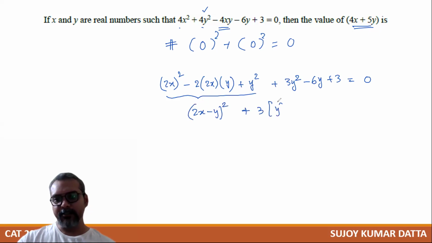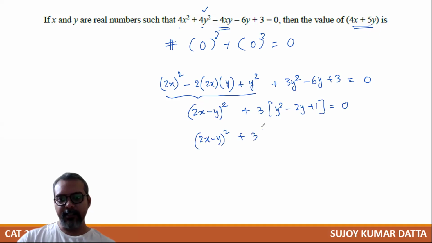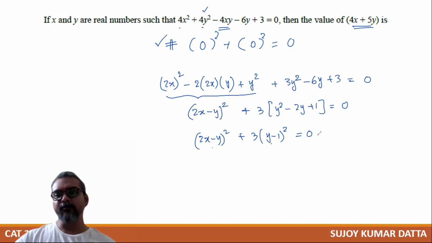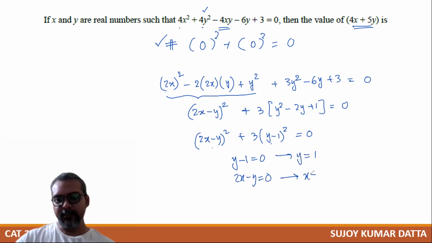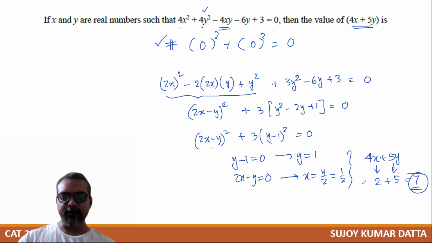Now take the 3 common. This is y squared minus 2y plus 1, which is itself a square. So 2x minus y whole squared plus 3 times y minus 1 whole squared is 0. So we have got what we wanted. Sum of two squares is 0, then each of them must be 0. So y minus 1 is 0 and 2x minus y is 0. From here we get y equal to 1. From here we get x equal to y over 2, so that's half. And hence 4x plus 5y: 4x becomes 2, 5y is 5. So 2 plus 5 is 7. That is the answer to this question.